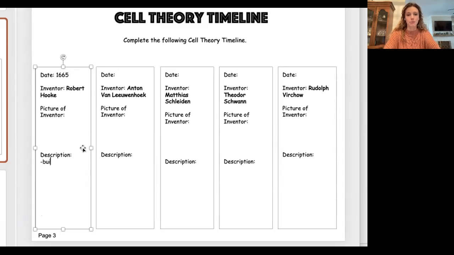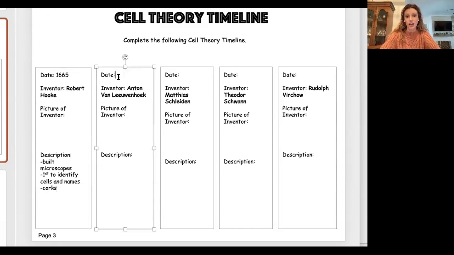first bullet point is that he built microscopes. And then he was the first to identify cells. Identify cells. And he named them. What did he look at under the microscope in order to see that there were smaller holes? He looked at corks. So that's Robert Hooke. Robert Hooke built the microscope, first to identify cells using corks.